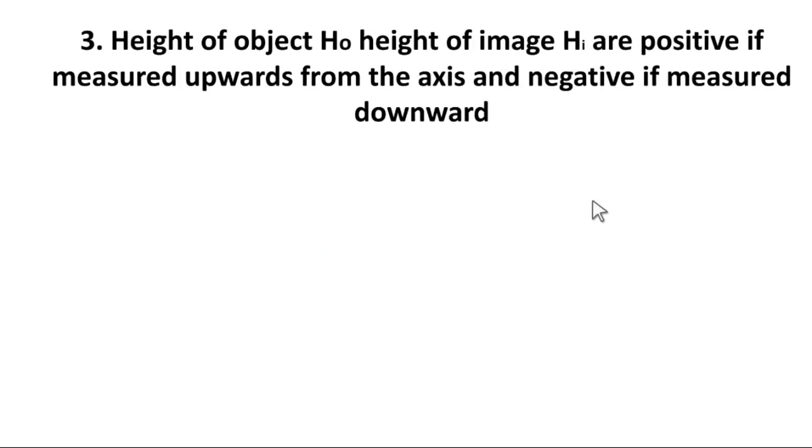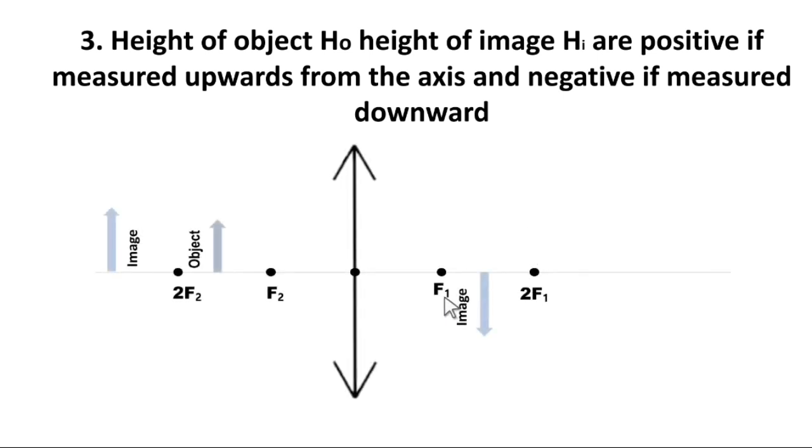Let us see the third rule for sign convention. Height of object and height of image are positive if measured upward from the axis and negative if measured downward. We will understand this through a diagram. The height must be measured from the principal axis, whether it is object or image height.